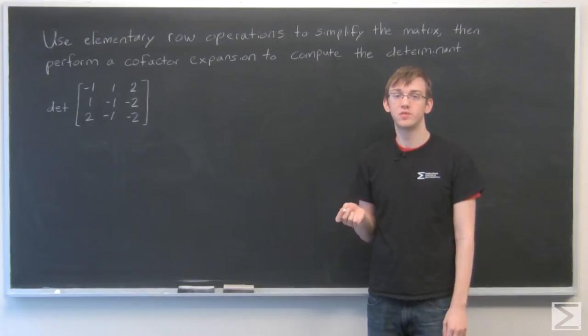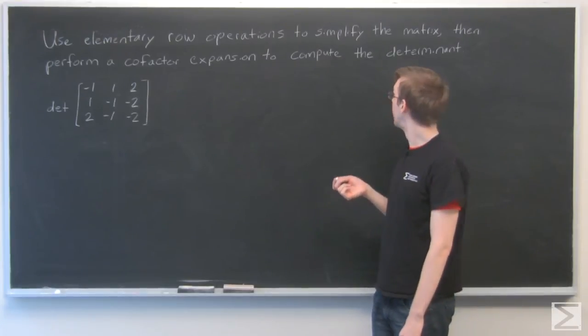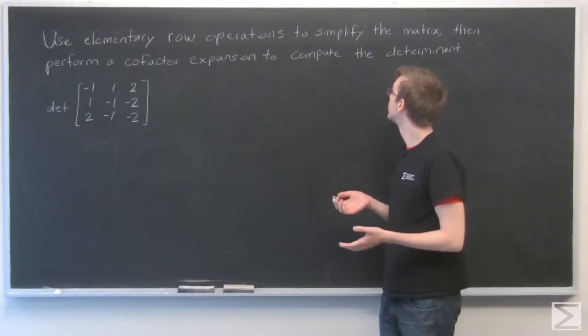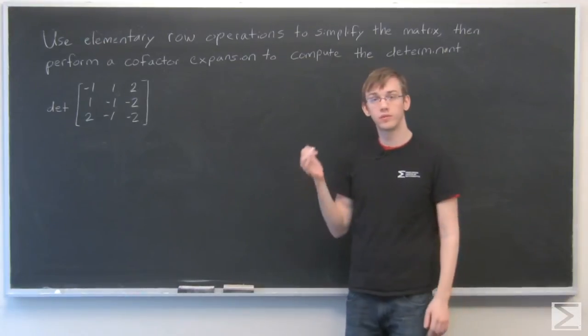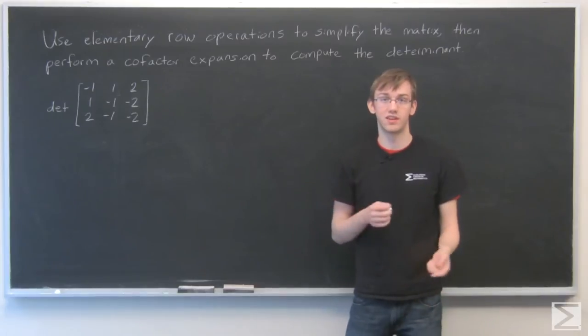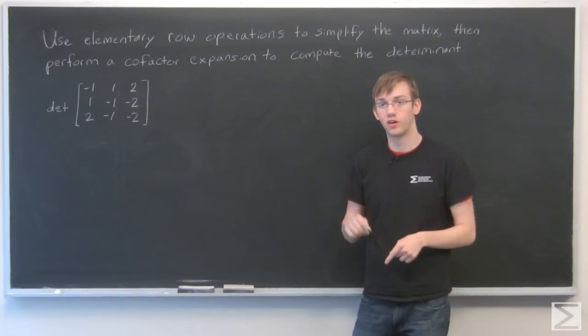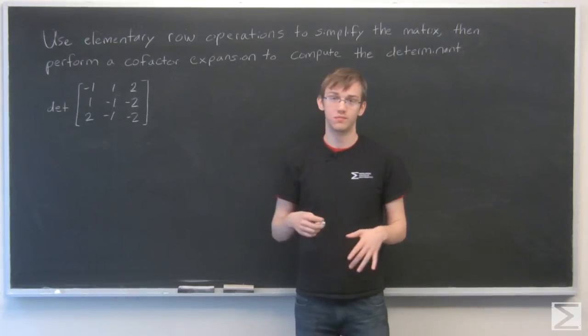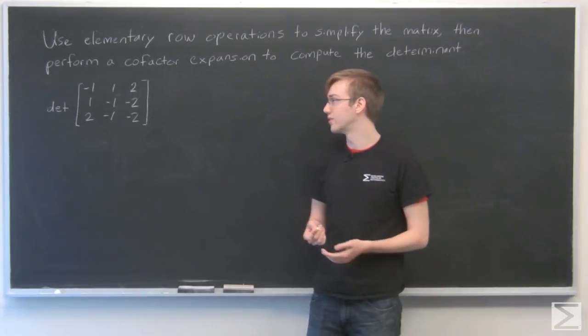For this problem, we need to use elementary row operations to simplify this matrix, and then we're going to perform a cofactor expansion to compute the determinant. Now, the goal of elementary row operations is to try to get as many zeros as we can in a row or column. That way, when we do a cofactor expansion across a row, most of our factors are going to cancel out as zeros.